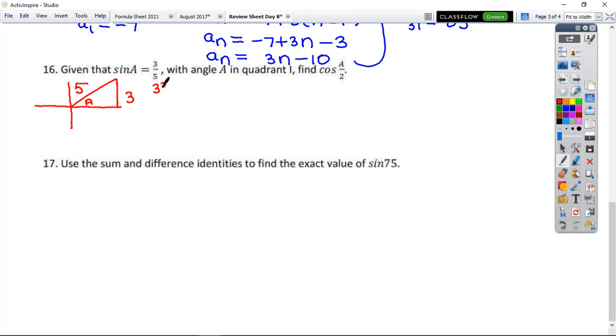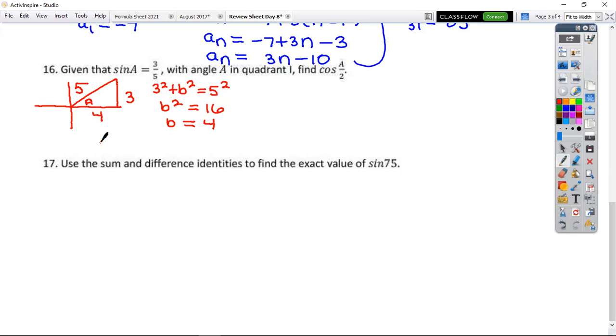So you're going to go 3 squared plus b squared equals 5 squared. You do not have to show this. So b squared is equal to 16. Therefore, your missing leg is equal to 4. It's also a 3, 4, 5 right triangle too, so you could use that fact.